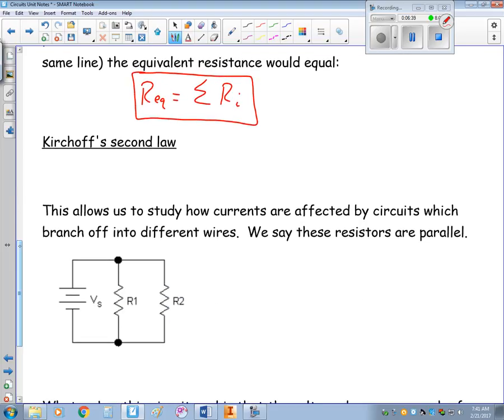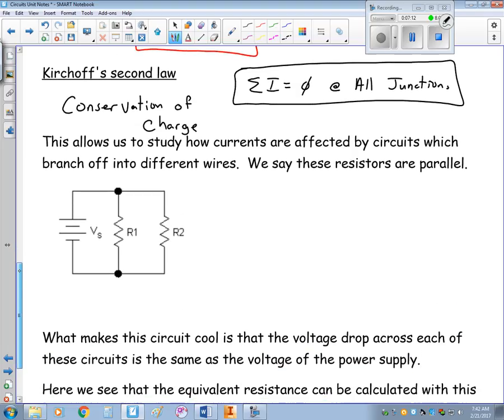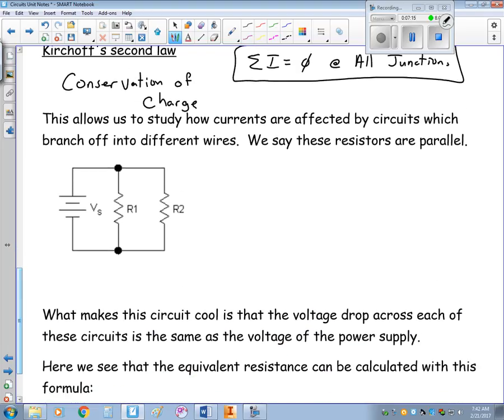Kirchhoff's second law. This one talks about the conservation of charge. So for this one, the sum of all currents equals 0 at all junctions. This is going to allow us to study how currents are affected by circuits which branch off.